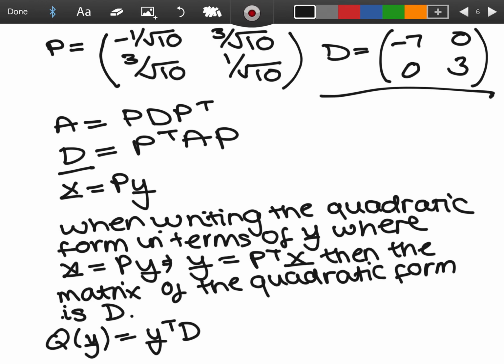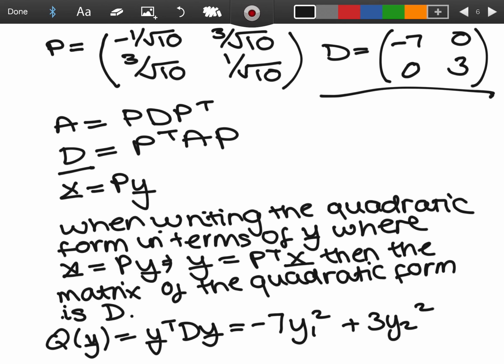So if the matrix of the quadratic form is now this, by taking Q of Y equal to Y transpose DY, if you multiply that out where Y is just Y1, Y2, I'm going to end up with just negative 7 Y1 squared plus 3 Y2 squared. Okay. So whenever you do this, just make sure that you go ahead and orthogonally diagonalize that matrix. Then that diagonal matrix D is going to be the matrix of the quadratic form where you use Y instead of X, where we have done this change of variable.